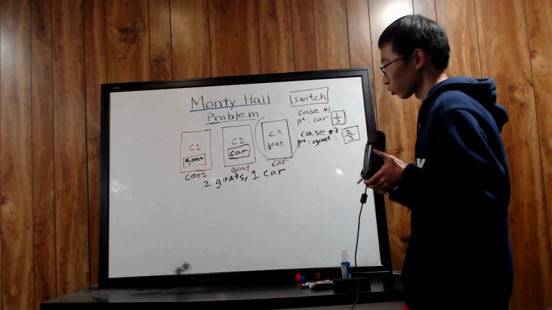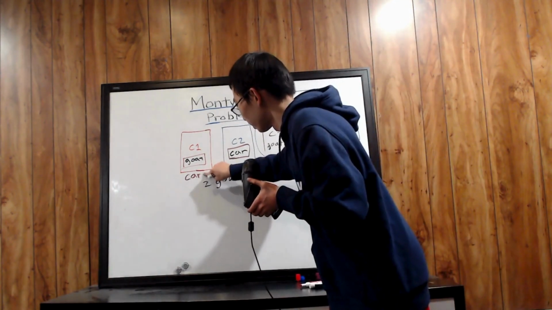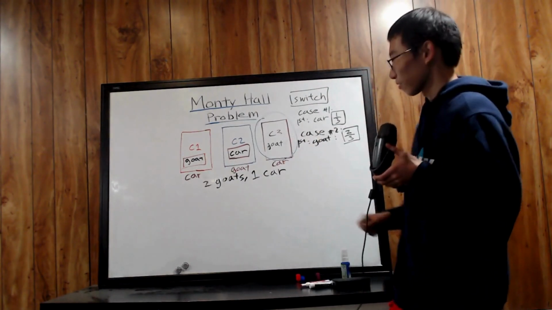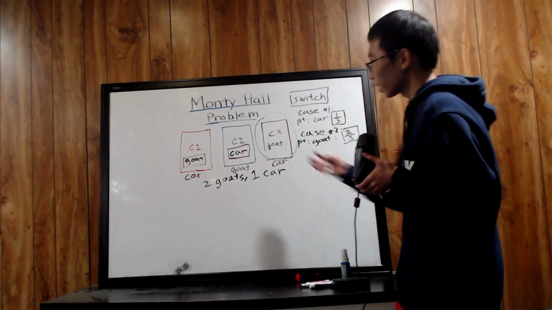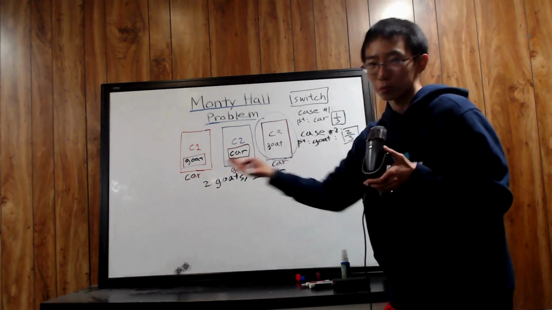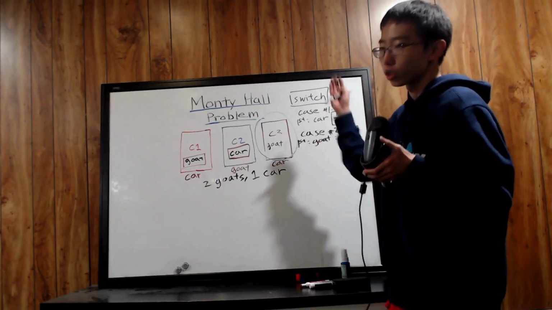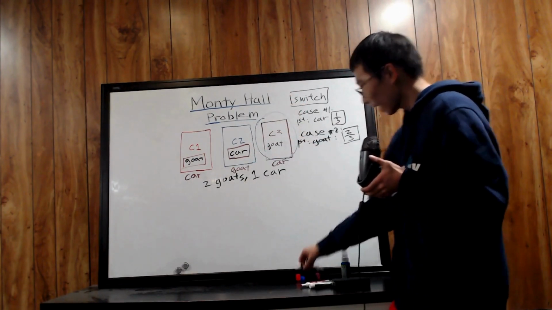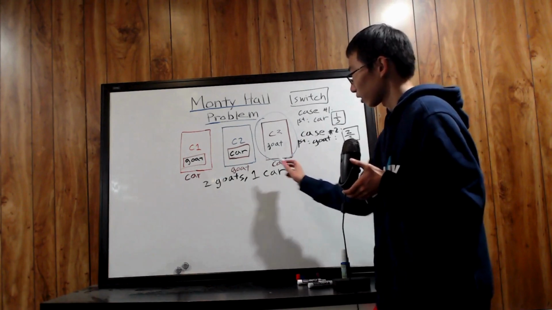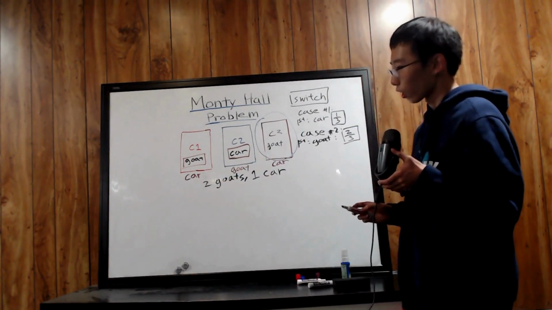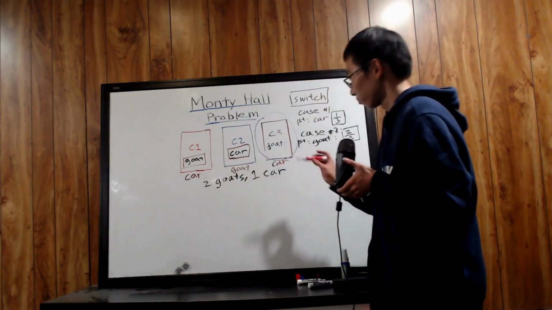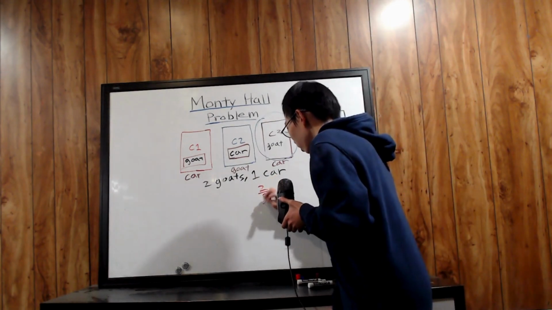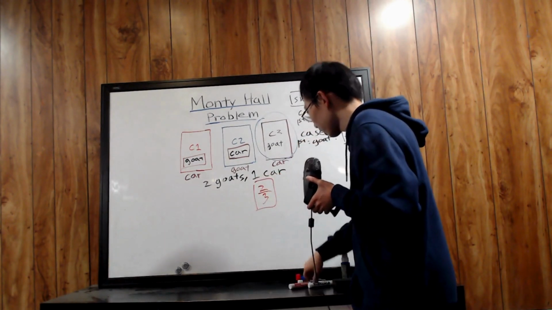And that's how this works. Basically, when you switch, you make the two goats as if they were cars, because you're going to end up switching from the goat to the car. But the car will be as if it was a goat. So now it becomes clear as day that the probability of you winning a car by switching is 2 out of 3. And that is the correct answer.